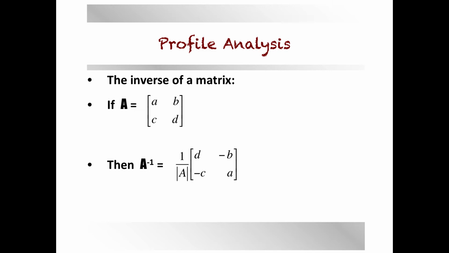And the determinant we also saw for the first time in the MANOVA video. And that determinant is just a number. So that 1 over that number out in front is just going to be a number that you multiply each element of the matrix by in turn.